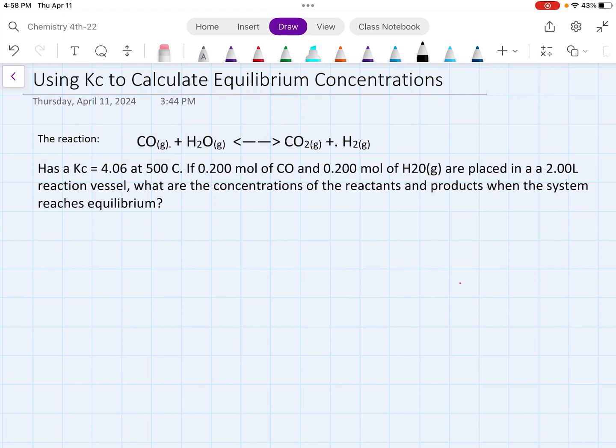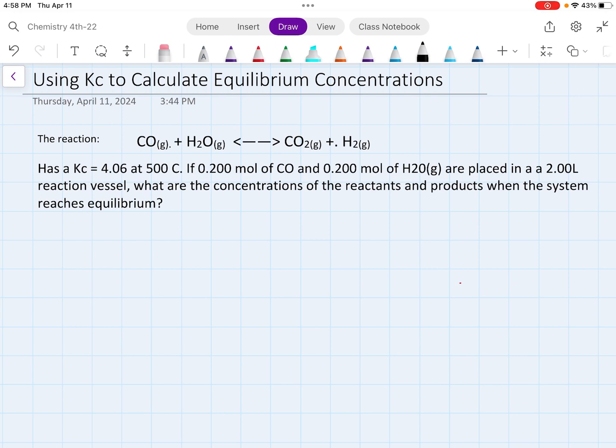Okay, so what we're going to be doing now is we're going to use the equilibrium constant to calculate equilibrium concentrations. So in this question, we're given even less information. Look at the reaction below where we have carbon monoxide reacting with water to produce carbon dioxide and hydrogen gas. Now, the question reads, the reaction has an equilibrium constant of 4.06 at 500 degrees Celsius. If 0.2 moles of carbon monoxide and 0.2 moles of water are placed in a 2-liter reaction vessel, what are the concentrations of the reactants and the products when the system reaches equilibrium?